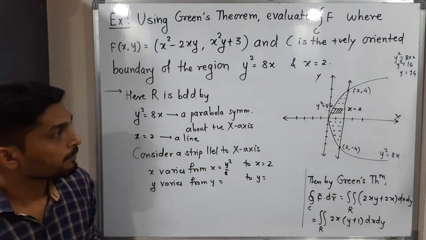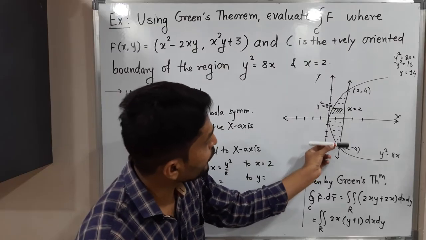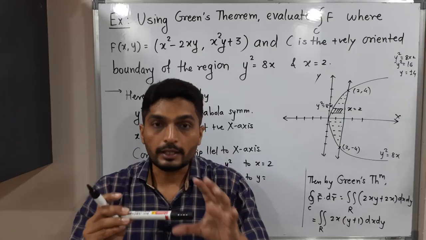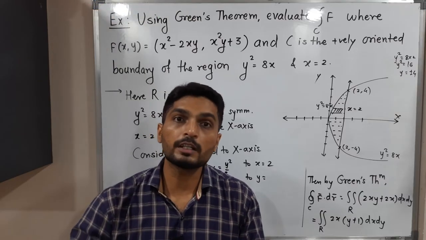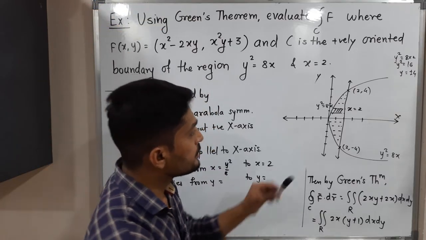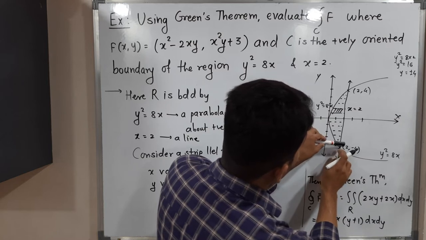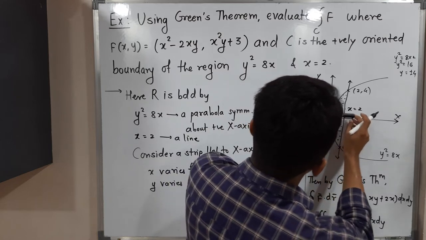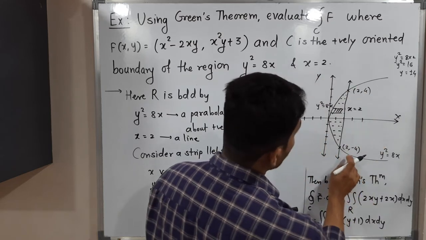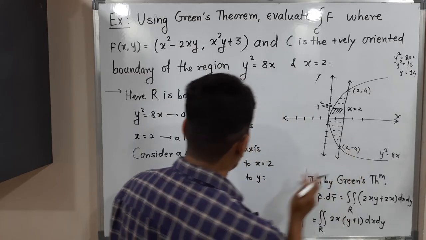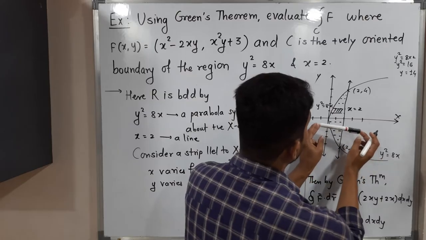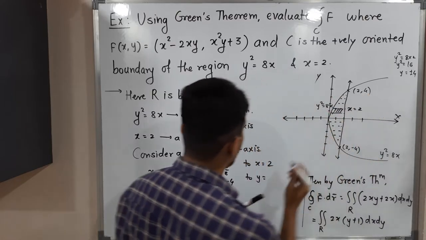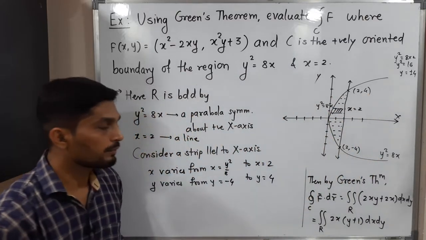Very simple, getting? So now we have to move the strip from bottom to top. The target of that strip is to cover the entire region. It has to cover the entire region. So the strip should start at this point, and it should move like this and go up to this point. So here the value of y is -4. So I should write y is -4, and the strip will slowly move like this and go up to this point where the value of y is 4. So in this way we got the limits.